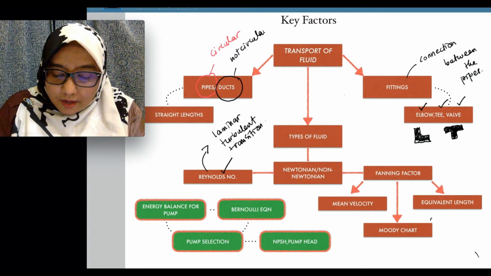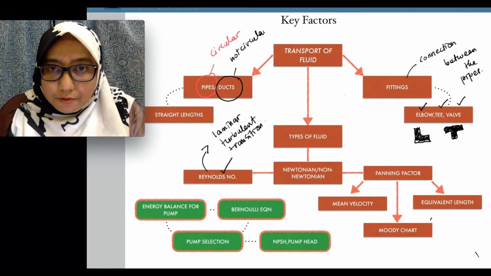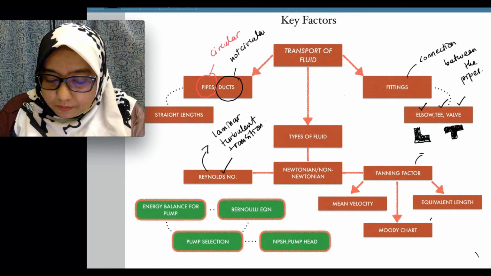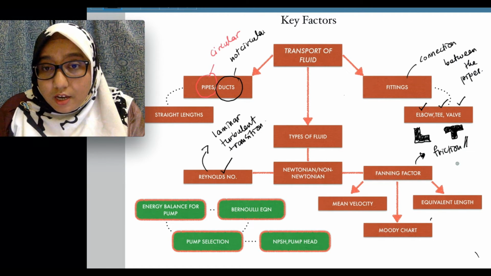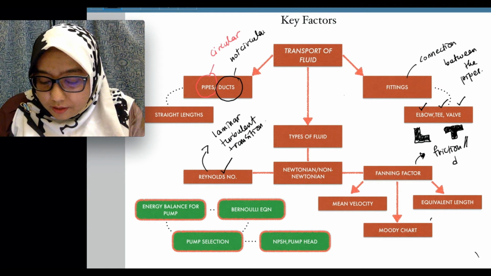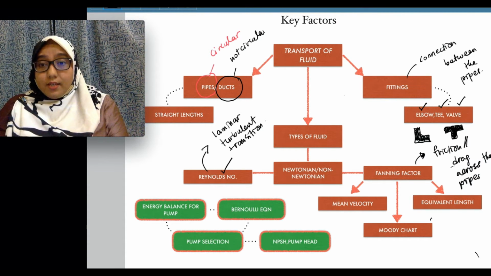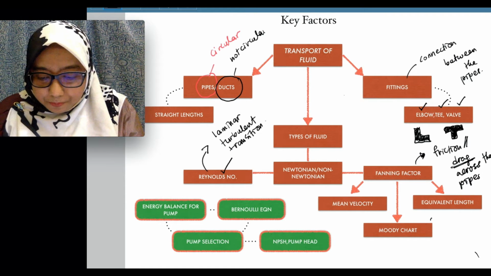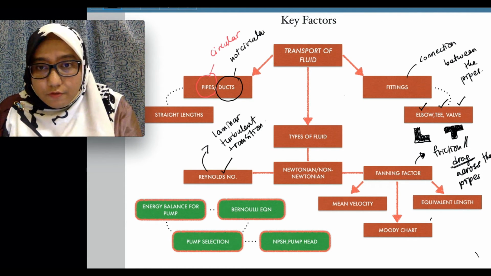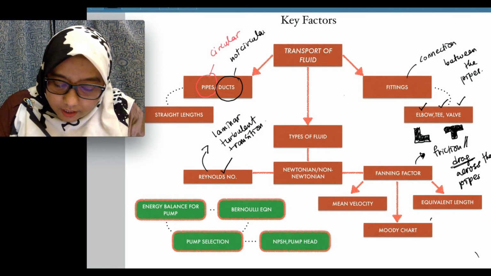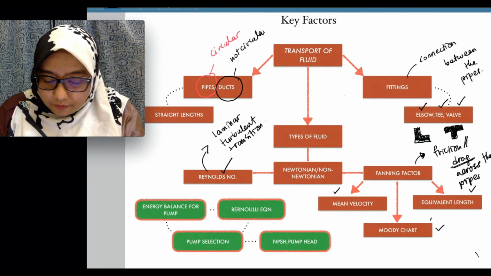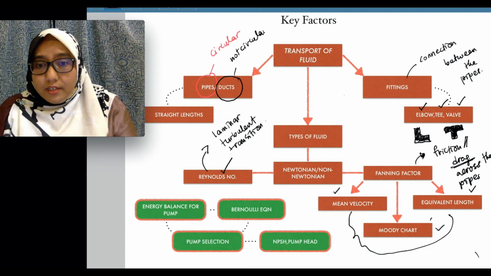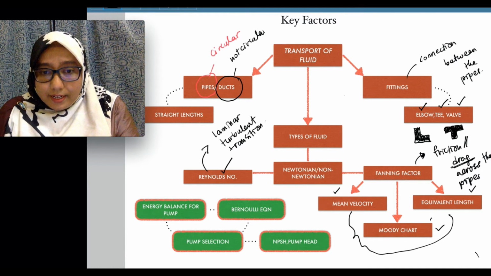Alright, okay, and once you have a flow, then you will have friction, whereby the fluid or flow will drag across the pipe, causing loss in energy or pressure. Okay, so for Fanning factor, to understand is the mean velocity, equivalent length, and Moody chart. So the three of these we already covered during our previous class.